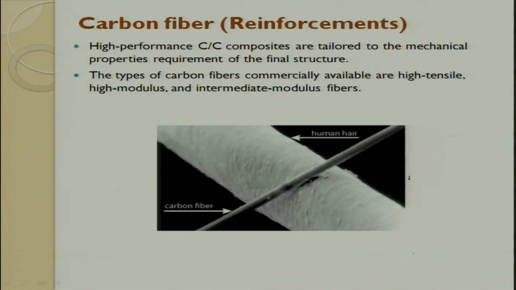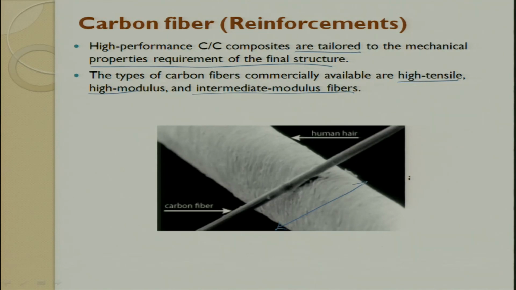The carbon fibers used in the CC composite are tailored to the mechanical properties of the final structure. So, for this the carbon fiber plays a very important role. Carbon fibers have very high strength modulus, and intermediate modulus fibers are also available in carbon fiber. So, this is a human hair, this is a carbon fiber.